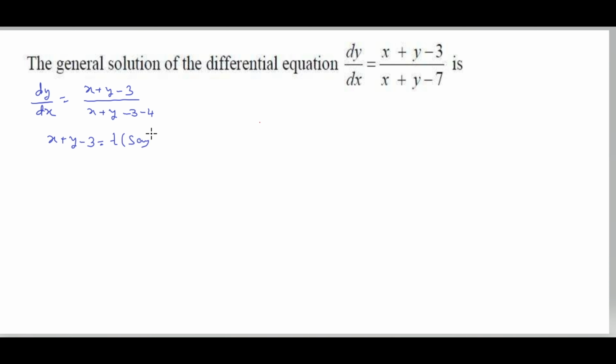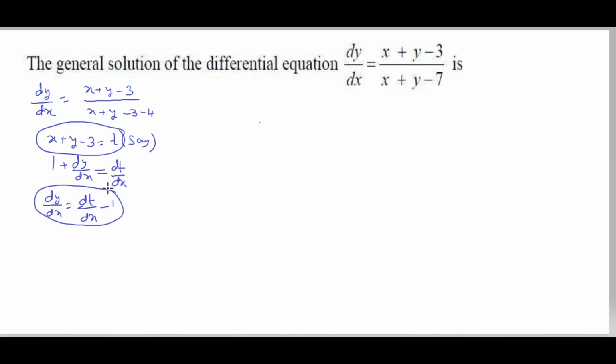Now we take differentiation. Derivative of x is 1, differentiation of y is dy by dx, and the derivative of minus 3 is 0, is equal to the derivative of t, dt by dx. Now dy by dx is equal to dt by dx minus 1. Substituting these values in the given problem, dy by dx is written as dt by dx minus 1, is equal to t by t minus 4.